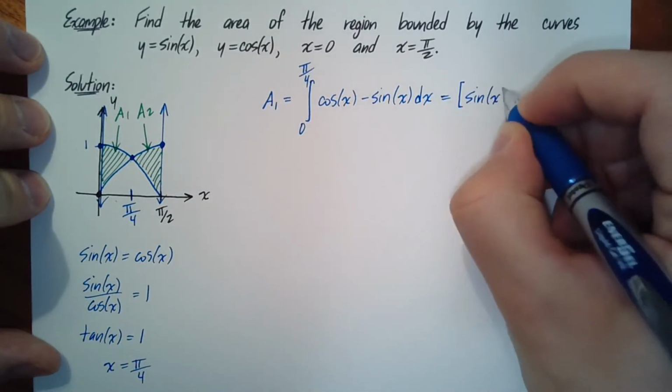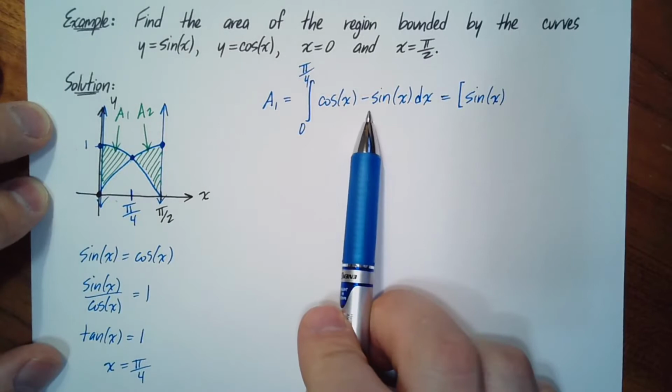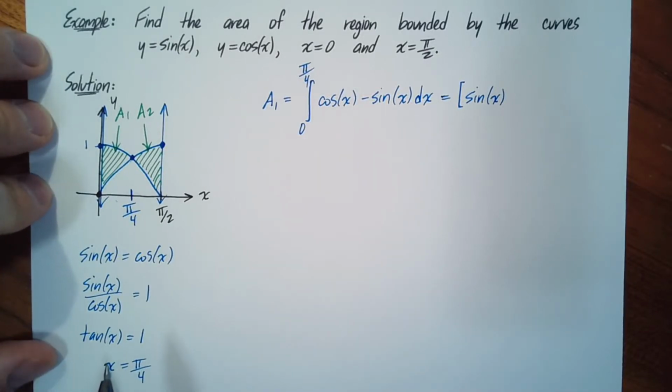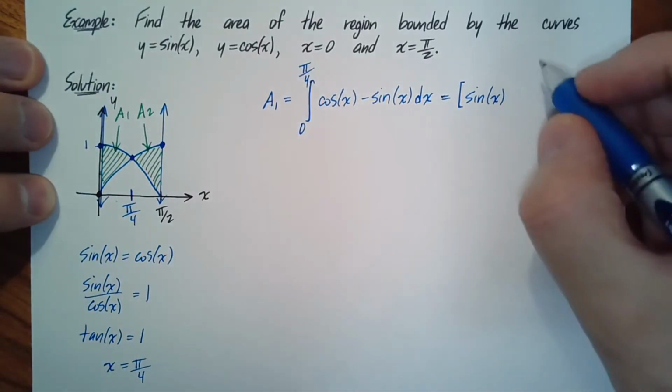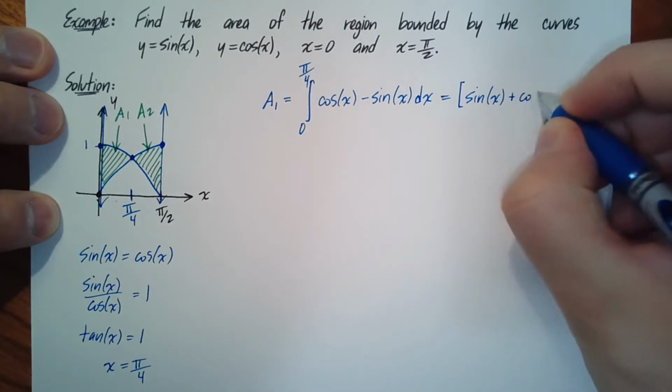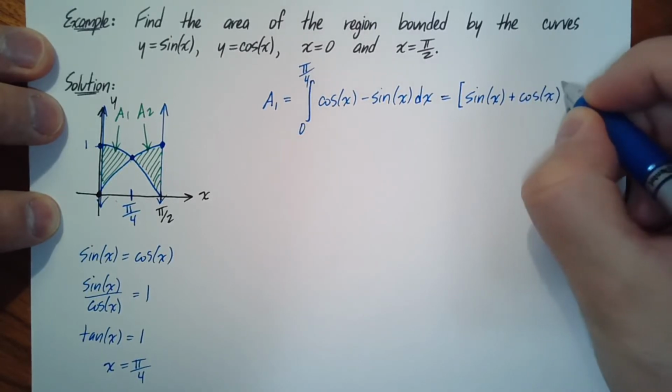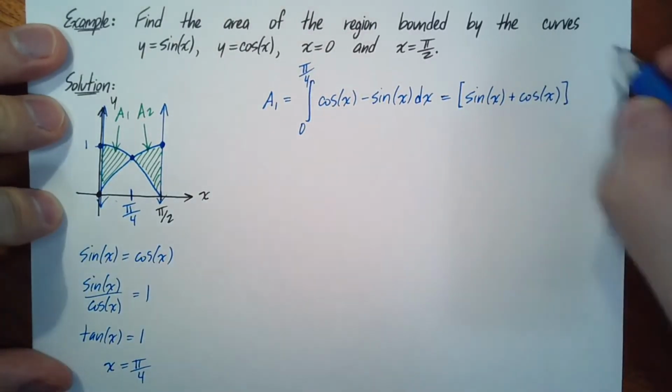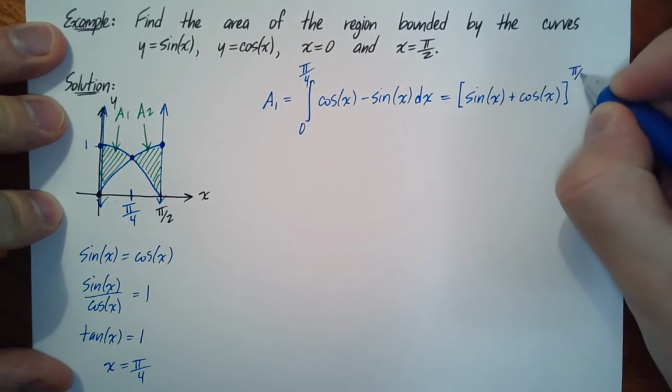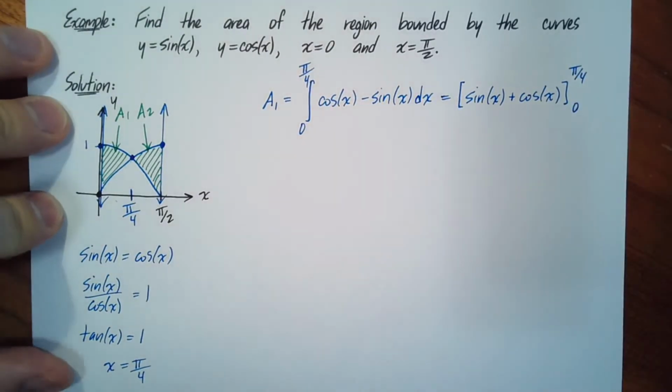So we've got sine of x, and then an antiderivative for negative sine of x is going to be cosine of x, because if you differentiate cosine, you get minus sine of x. So this will be our antiderivative, sine of x plus cosine of x, and then we're going to plug in the bounds pi over 4 and 0.